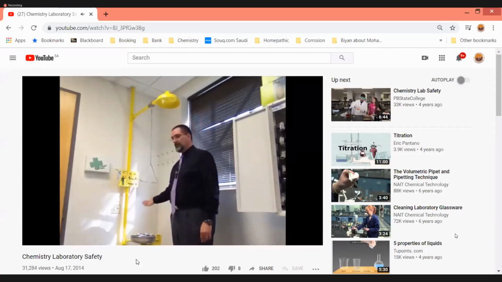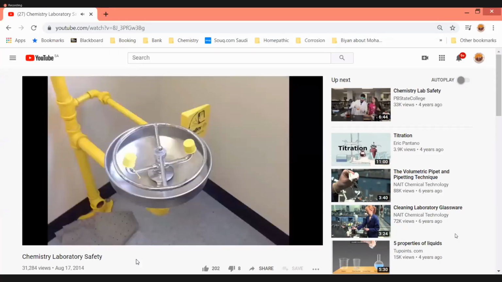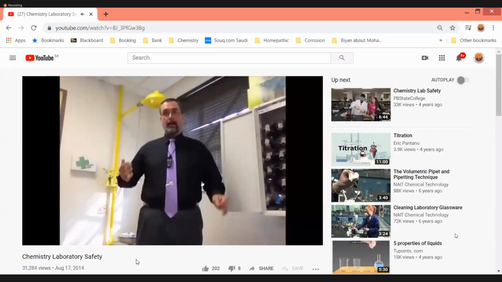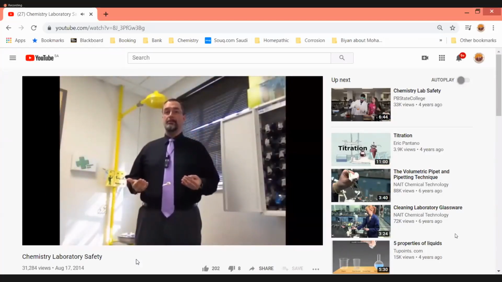The eye wash is connected to the same water supply, and it looks kind of like a water fountain. You just have to pop these little caps off, and there's a little handle right here, and you can push the handle, and 2 streams of water will come out. You have to hold your eyes open and allow the streams of water to flush your eyes out. You got to do that for about 15 minutes.